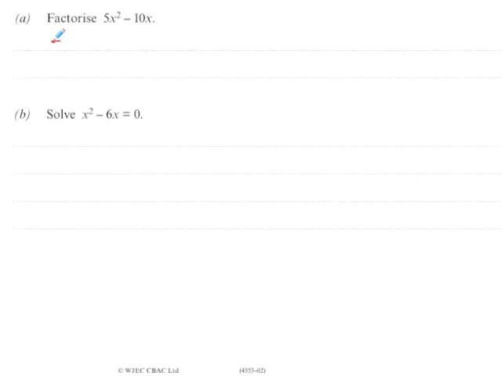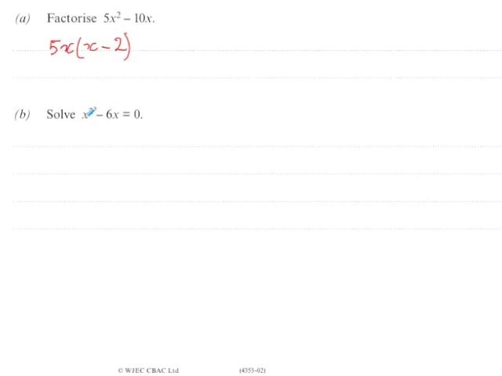So if we take 5x outside, we're simply left with x minus 2. If you do it the other way around, 5x times x is 5x squared, which you've got there. 5x times minus 2 is minus 10x.